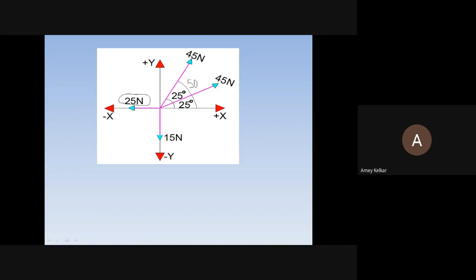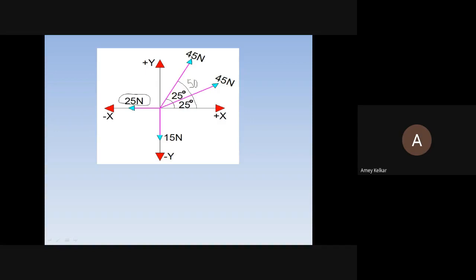You need not break that 15 force because it is directly acting along the y-axis. When we need to break the force, when it is creating an angle, we need to find its x and y components. But this 15 is directly acting downwards, so we need not break it. So directly in the Fy equation, you take minus 15.